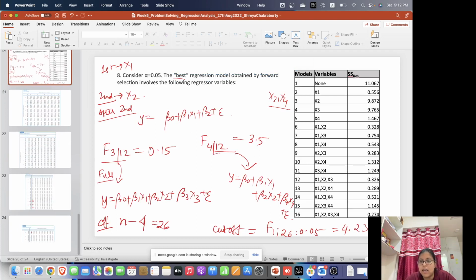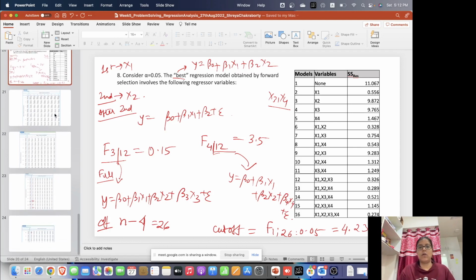Now none of these f's are crossing this threshold, so given 1 and 2, neither f3 nor f4 is significant, so we will not include them in the model, and the best model would be y equal to beta naught plus beta 1 x1 plus beta 2 x2. Is it clear? Yes, ma'am. Okay, so this is how we have run out of time.